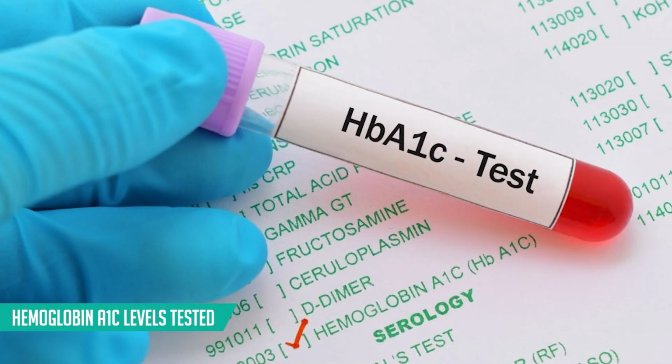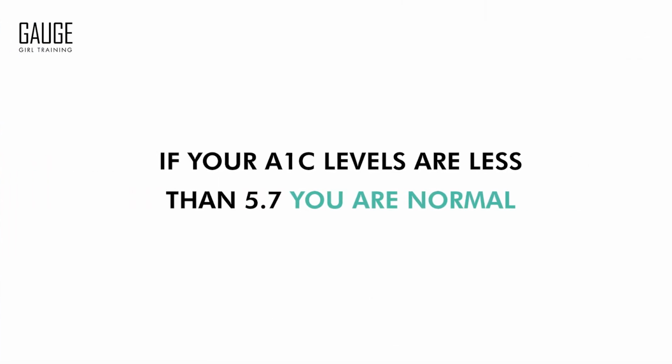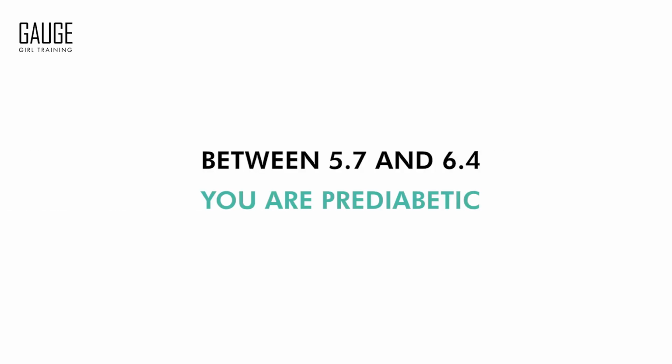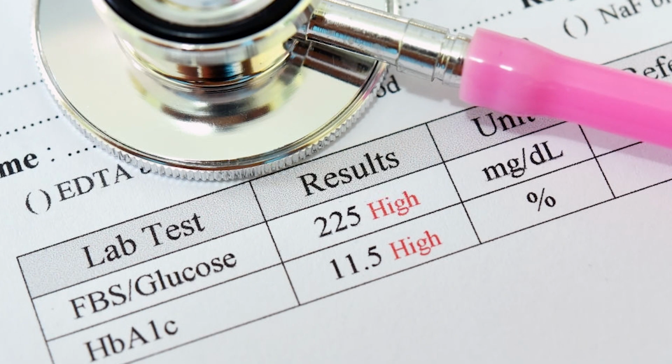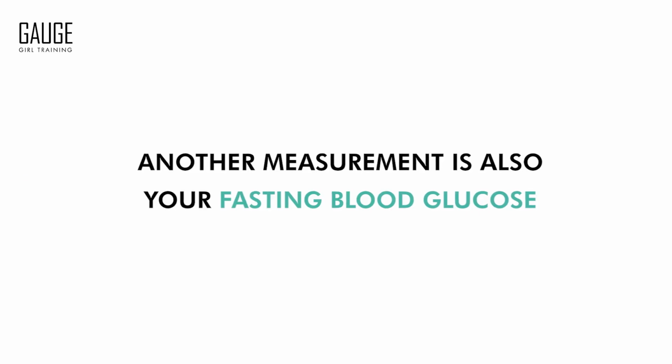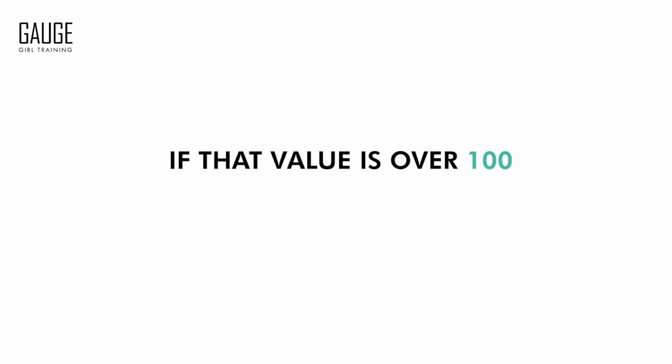You can quantify this by getting blood work done. You can get your hemoglobin A1C levels tested. If your A1C levels are less than 5.7, you are normal. Between 5.7 and 6.4, you are pre-diabetic. Over 6.4, you are diabetic. So this is something that you can conclusively get measured. Another measurement is also your fasting blood glucose. If that value is over 100, that is a conclusive way to know if this situation applies to you.